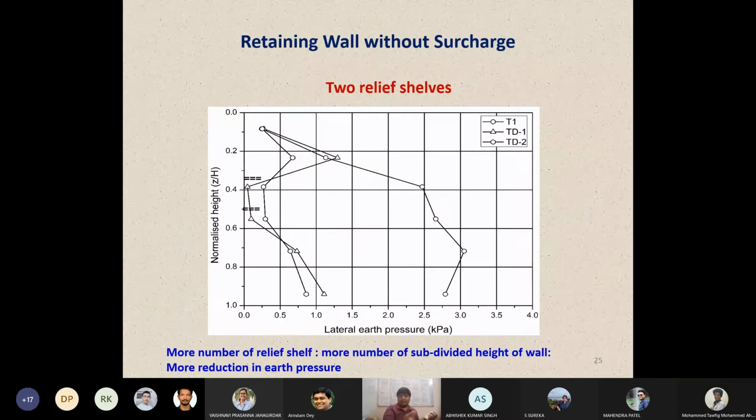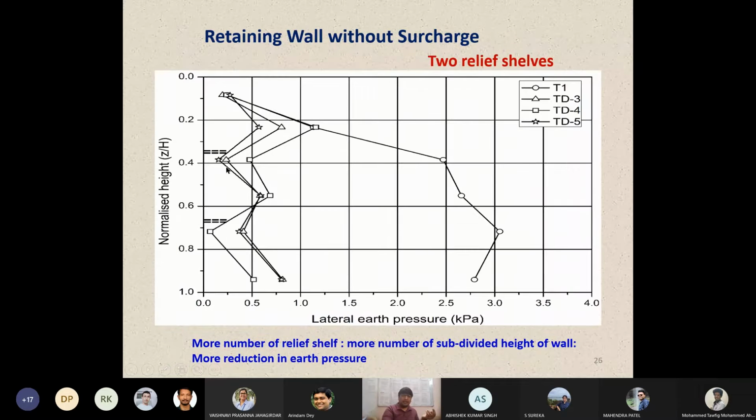Now moving to the same experiment with two relief shelves, we noted that just in between the two relief shelves, the pressure is almost negligible. However, once we place the relief shelf at a little lower position, we again notice a triangular distribution over here. So as many relief shelves as you add, you can notice smaller triangular distributions: one triangular distribution like this, one like this, and one like this over here. So instead of getting this much earth pressure, this is the earth pressure distribution you get with the introduction of relief shelves.